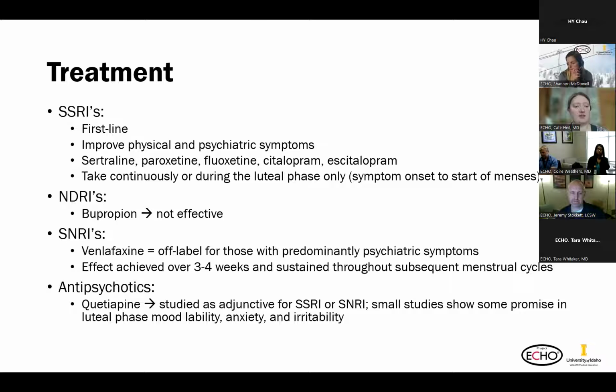Looking at other psychiatric medications, NDRIs like bupropion were not found to be effective. Seroquel, or quetiapine, sorry, was studied as an adjunctive for SSRIs or SNRIs. Small studies showed some promise in the luteal phase for mood lability, anxiety, and irritability, but more information is needed there. And then as far as SNRIs, venlafaxine is used off-label for those with predominantly psychiatric symptoms.